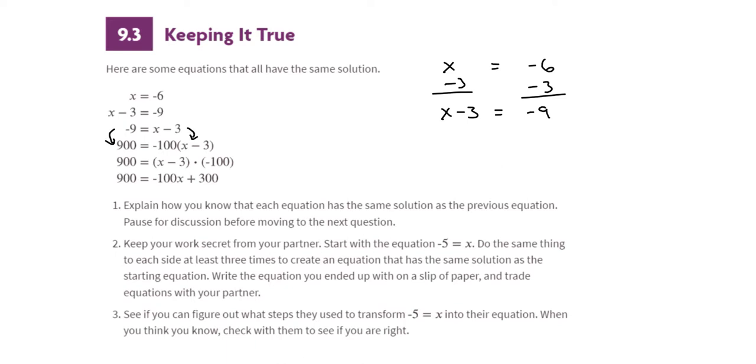Well, we could see, let's see, negative 9, well, they didn't add, because there's no addition over here. It looks like they multiply. They have x minus 3.